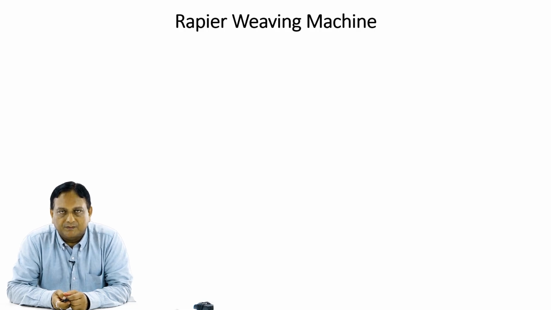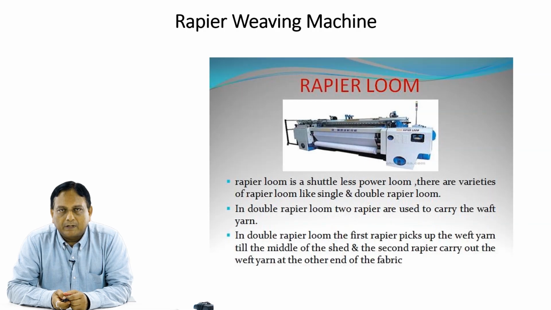Now, rapier weaving machines, how do they work? The rapier loom is a shuttle-less power loom, and varieties of rapier looms are there. Single and double rapier looms are available. In a double rapier, two rapiers are used to carry the weft yarn. In a double rapier loom, the first rapier picks up the weft yarn till the middle of the shed, and the second rapier carries the weft yarn to the other end of the fabric. So that's why it is called the double rapier loom.